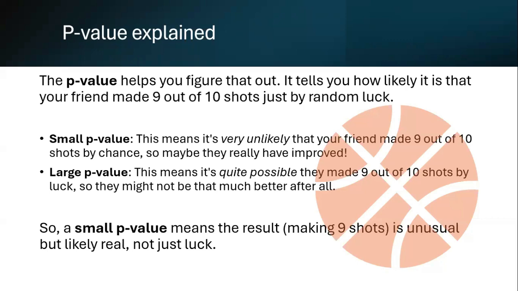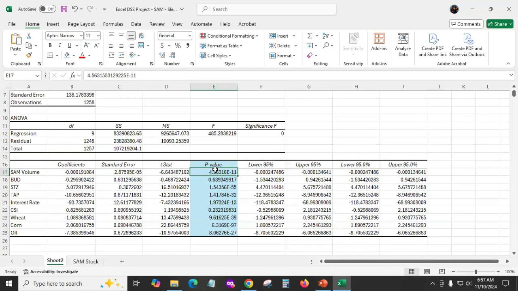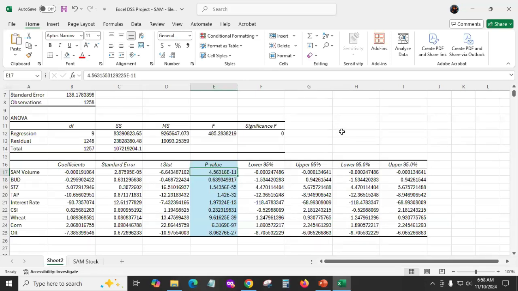Going back to our regression analysis, let's take a look at these p-values. You'll notice that a few of these have this E embedded in the number. That's an exponent, and with the negative number afterwards, that is the number of zeros in front of this number. So looking at the Sam Adams volume variable here, it has a p-value of 4.56316 E negative 11. This number looks like this. I'll type it out.